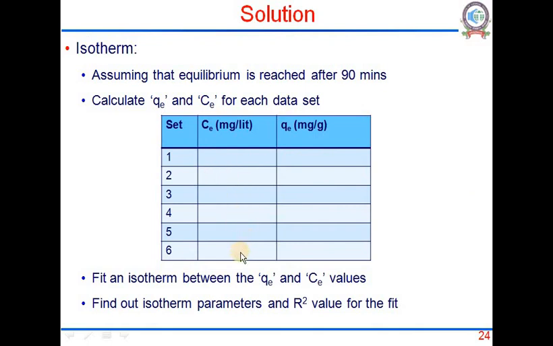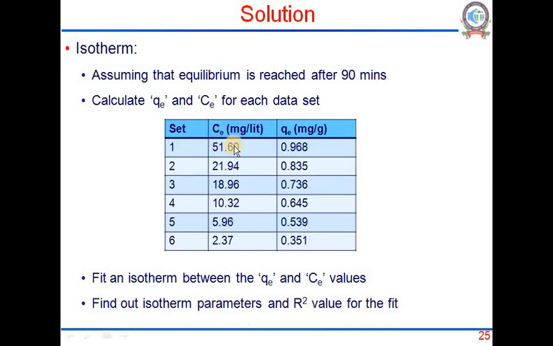Okay, so you can populate this table now for set 1, set 2, set 3 and so forth. So now that you have CE and QE values, you can fit an isotherm between the QE and CE values and find isotherm parameters and R square value for the fit. So again, if you have not done the problem, do it now. Pause the video, do it now.